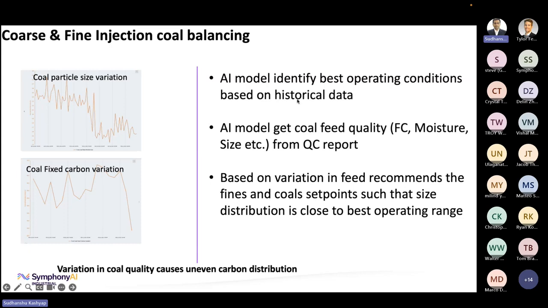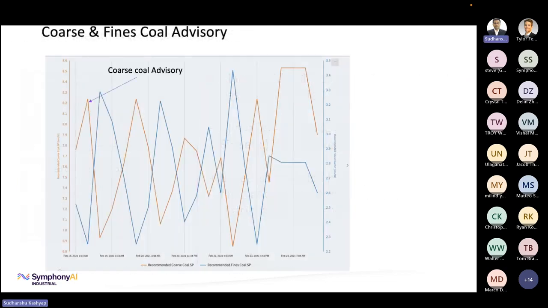So there's a baseline being done, and based on current conditions, it tries to predict what these set points should be, so we can achieve the best operating conditions. So this is how the underlying model is being set up. And you could see here how it changes. Since most of the time we have to maintain fines and coarse coal, the overall carbon in the kiln accurately, there is a fluctuation. So when coarse coal goes high, fine coal comes down.